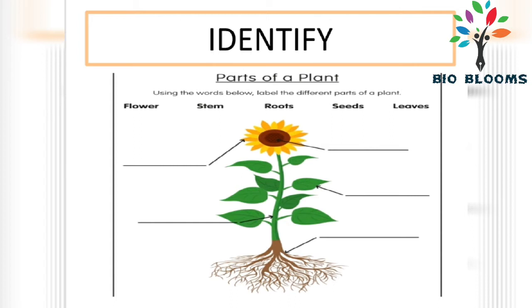Now, here is an activity given to you about the parts of a plant. Just pause the video and then try to answer what the parts are. Try to label the parts in the given picture. It's very easy for you, because in the lower classes also we learnt about these parts of the plant.